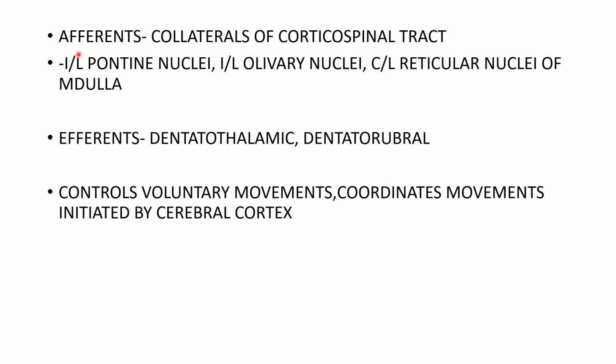So here you can see the afferents and efferents. Afferents are the collaterals from the corticospinal tract. They will go to the ipsilateral pontine nuclei, olivary nuclei, and reticular nuclei of the medulla. And the efferents will go to dentatothalamic and dentatorubral. It controls voluntary movements and coordinates the movements initiated by the cerebral cortex.